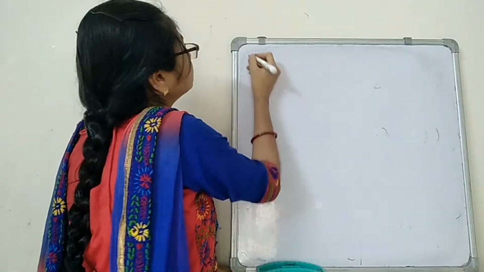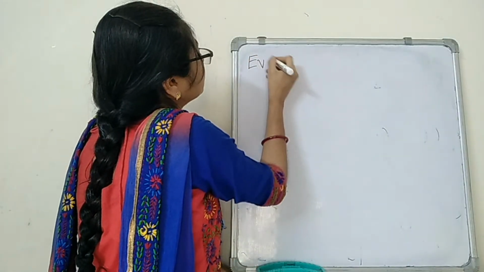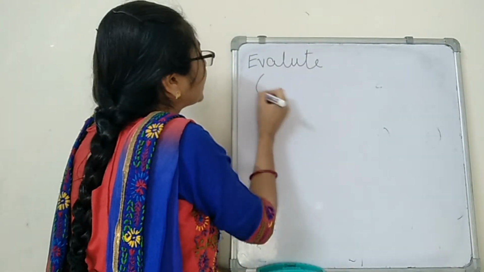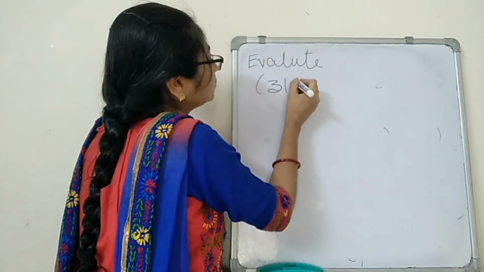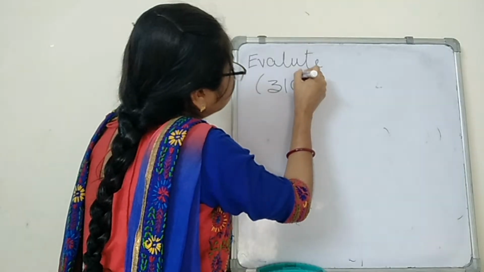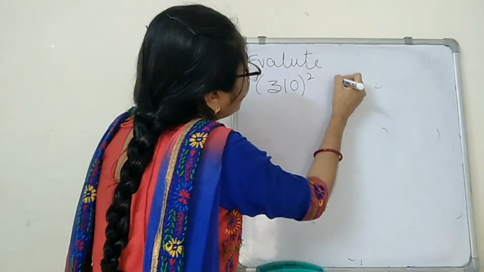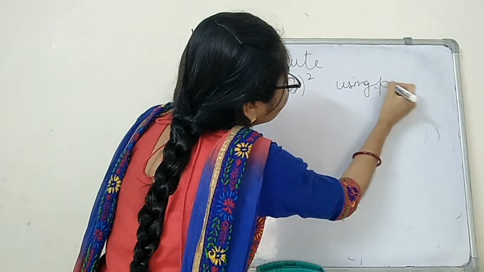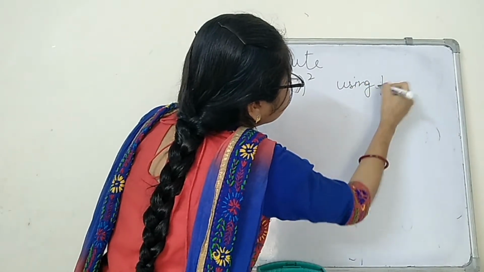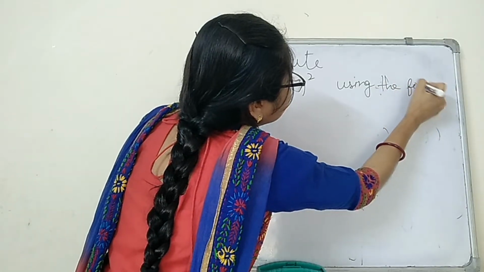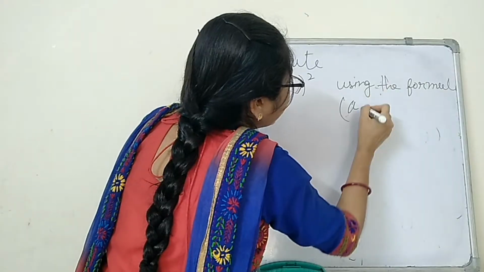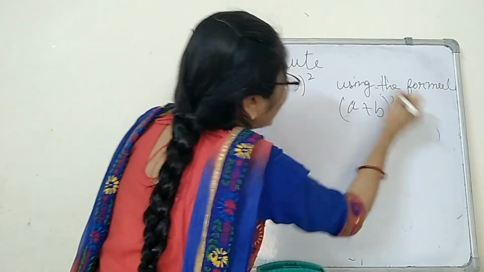Evaluate. What is the number? 310 whole square, using the process, using the formula a plus b whole square.